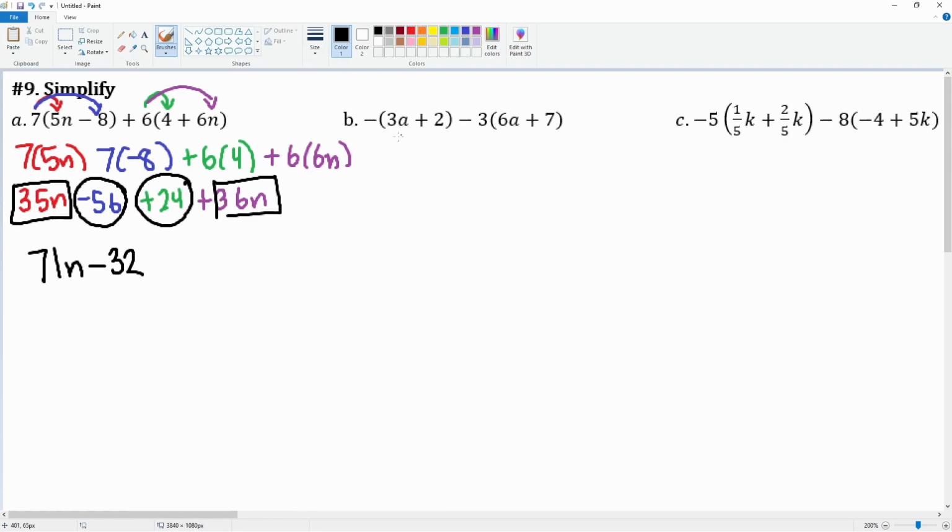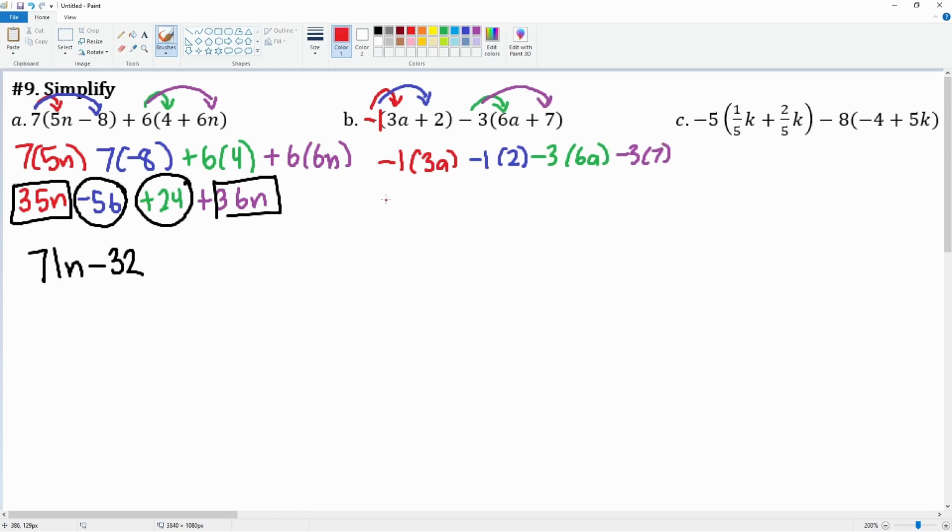Next, we have to distribute. It is a -1 that is really out in front. So that is -1 times 3a. And then you have -1 times 2. Then let's do the next set of parentheses. -3 times 6a. And then you have -3 times 7.